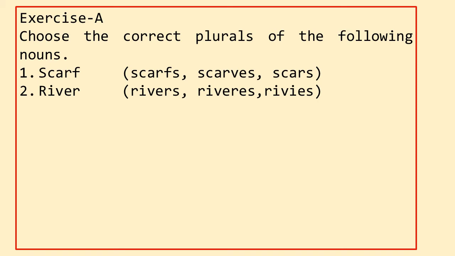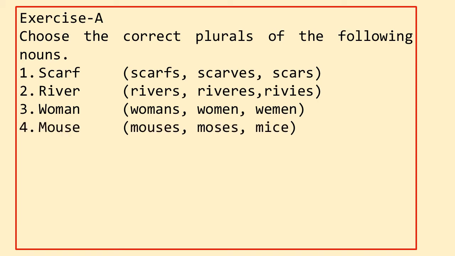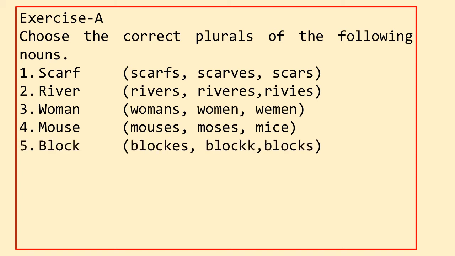Number 3, woman. The answers are womans, women, and wemen. Number 4, mouse, M-O-U-S-E. The answers are mouses, moses, or mice.